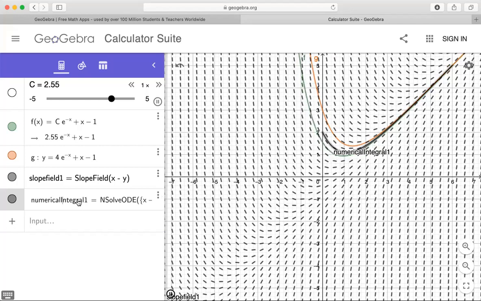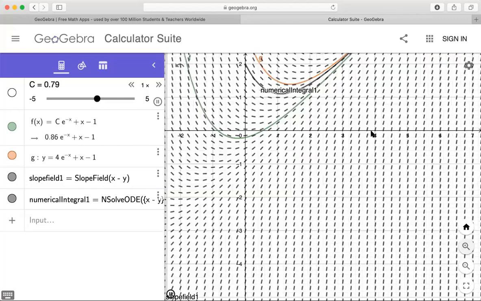Oh, I wonder if I can change this. Well, that's fine. Let's keep that label. So the black line here is our numerical integral. And let's just zoom in on this a little bit.